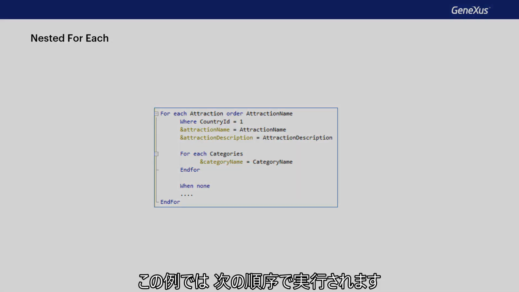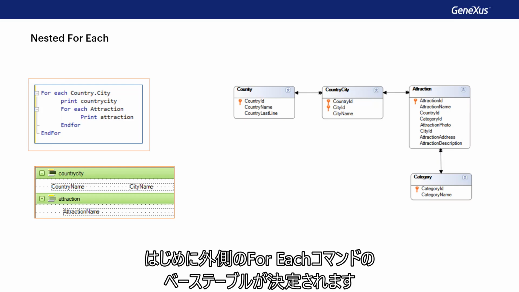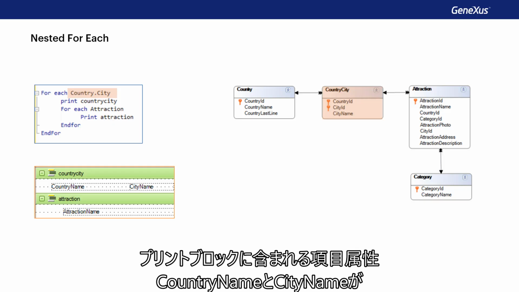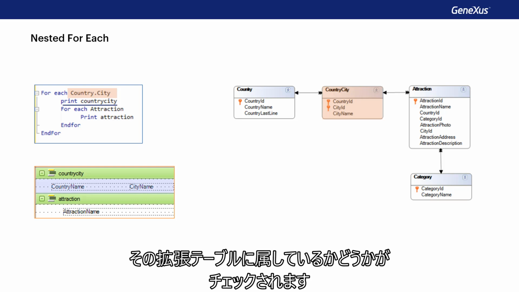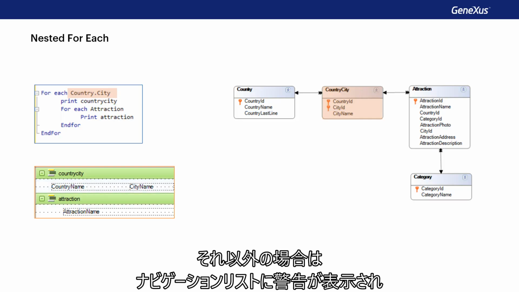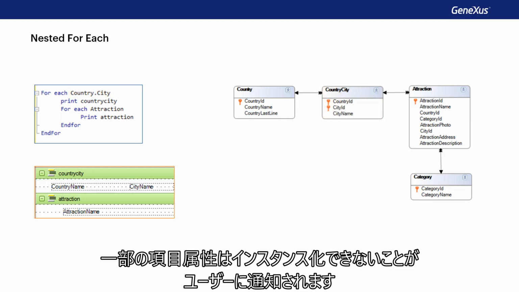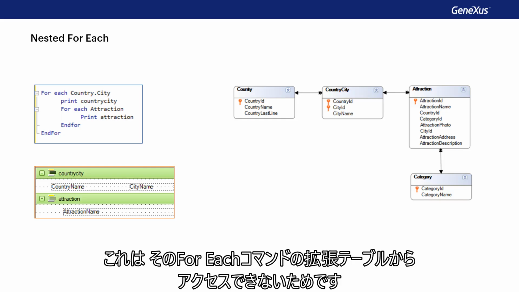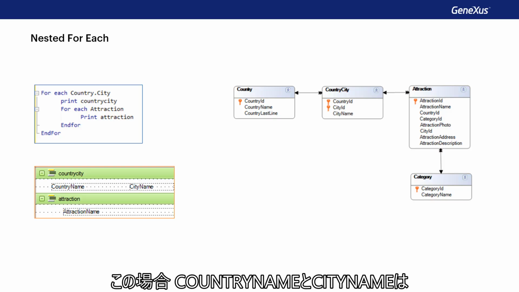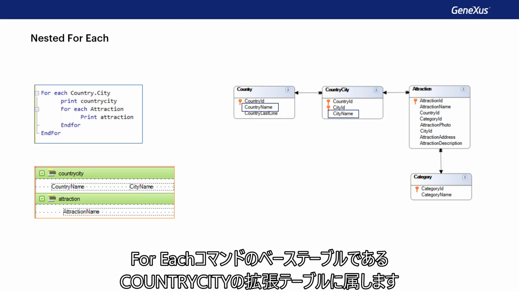In this example, it's done in this order. 1. The base table of the external for each command is determined. To this end, the indicated base transaction is considered, that is to say, country.city, and it's checked whether the attributes included in the print block, country name and city name, belong to its extended table. Otherwise, a warning is displayed in the navigation list to inform the user that some attributes cannot be instantiated because they can't be reached from the extended table of that for each command. In this case, country name and city name belong to the extended table of country city, the base table of the for each command.